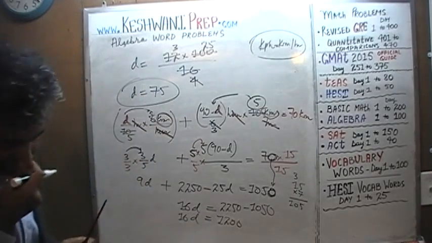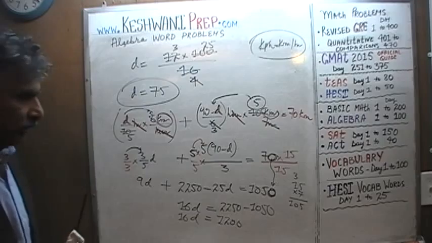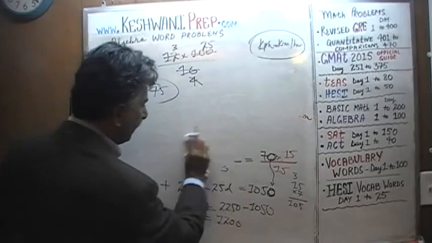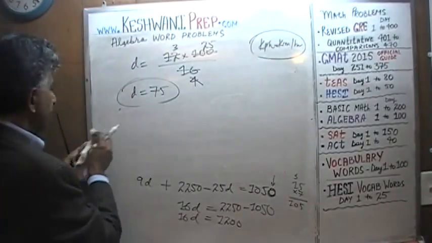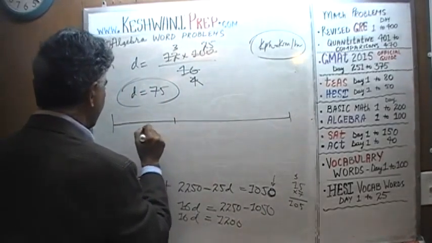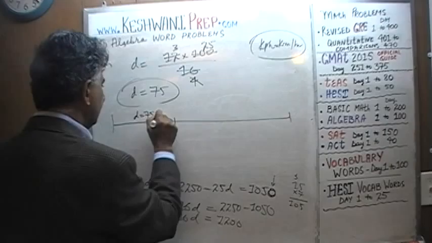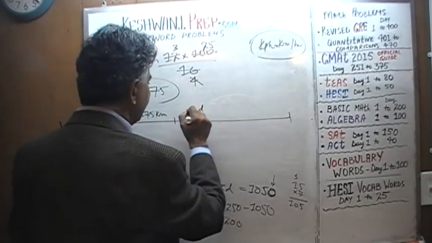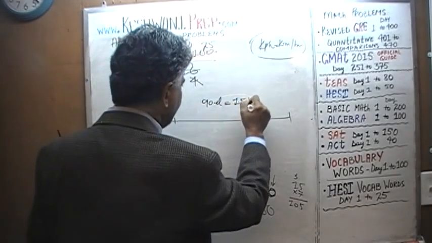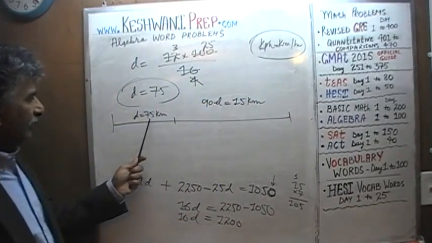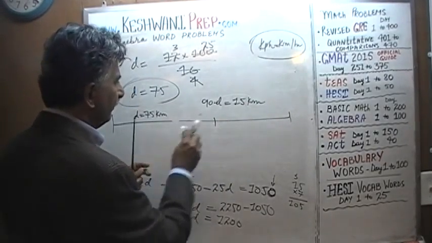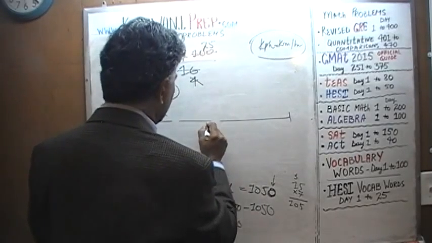Voila. D is 75. Let's see what that looks like in the picture. I'm going to erase all of this. We need the room. So D is 75. If you recall, our picture looked like this. This one was our D, which we just found out is 75 kilometers, which means 90 minus D is going to be 15 kilometers. And now that we know that D is 75 and this is 15, I'm going to change the marker a little bit down here. Not that it matters, but it will look better.